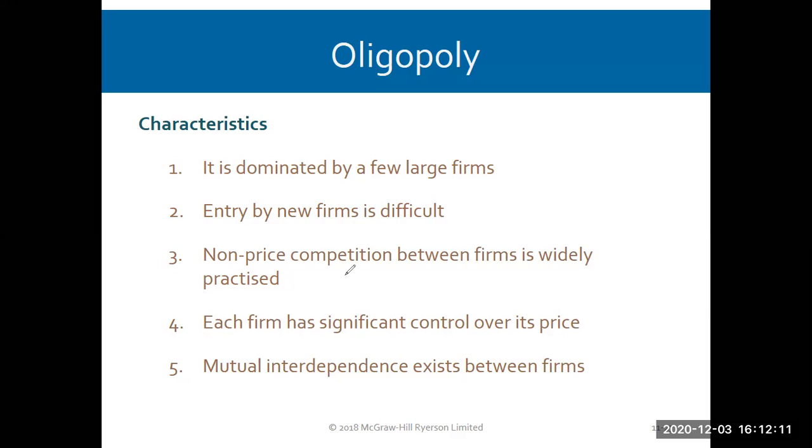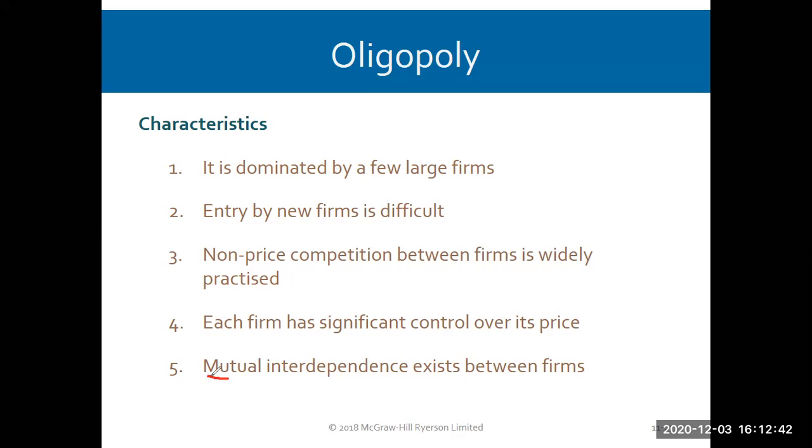Each firm has significant control over its price, not total control like a monopolist would, but significant control because they're pretty big players and there's only a few of them. And if their products are somewhat differentiated, they'll have even more control over the price. However, we will see that in some cases, oligopolies really don't want to compete on price. They don't want to change their price much.